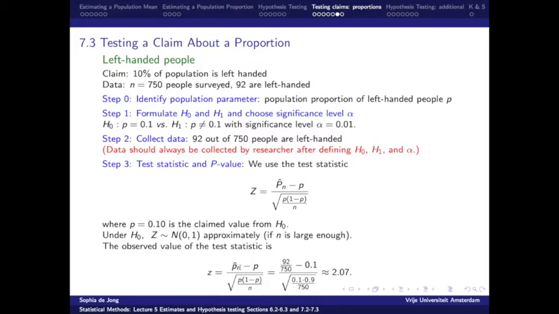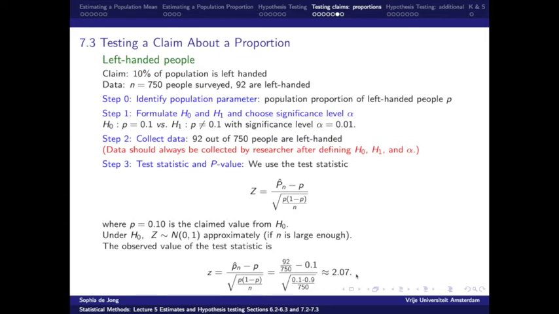So now we can substitute all these values. So the observed sample proportion is 92 out of 750. So we can substitute that here. And then we substitute P. And we find that the observed value of the test statistic is approximately 2.07. So now we can compute the corresponding p-value.